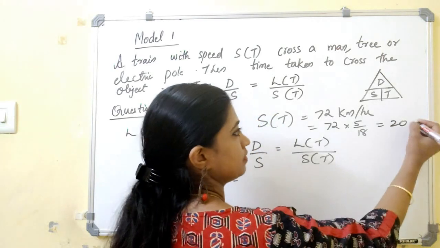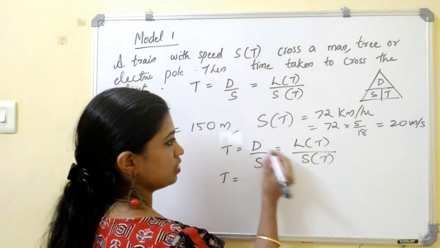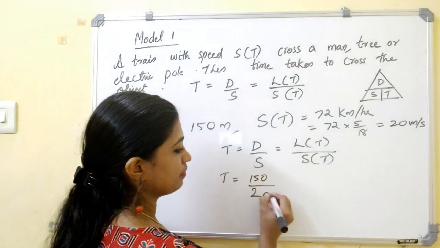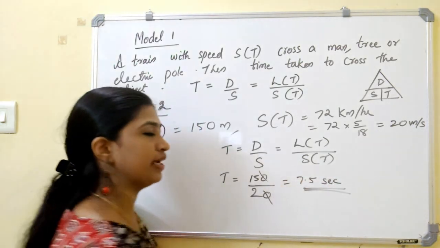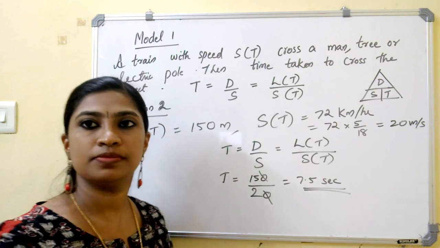So 20. Solving this, you will get 20. So distance is 150, speed is 20. So 7.5 seconds is the time taken to cross the man. Now we can move on to the second model problem.